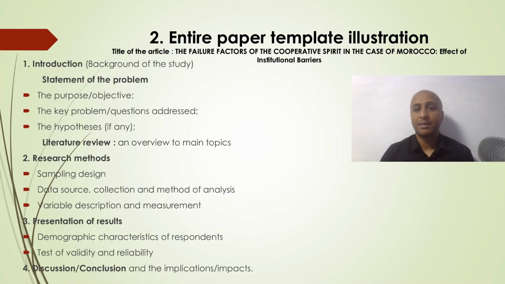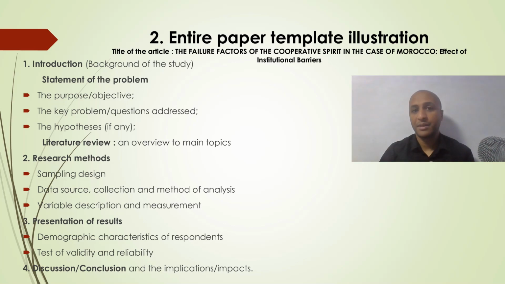The second point is titled Illustration of the entire paper template. I will provide you with a template for an article that was published in an indexed journal under the title The Failure Factors of the Cooperative Spirit in the Case of Morocco, the Effect of Institutional Barriers. I followed the IMRaD format's 4 steps: introduction, methods, results, and discussion. In the article's introduction, I recalled the context by presenting some data and statistics before presenting 2 elements: the problem statement and the literature review.